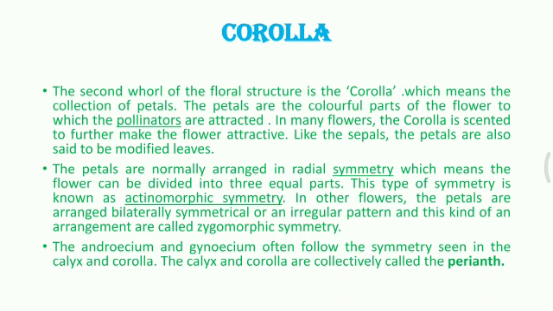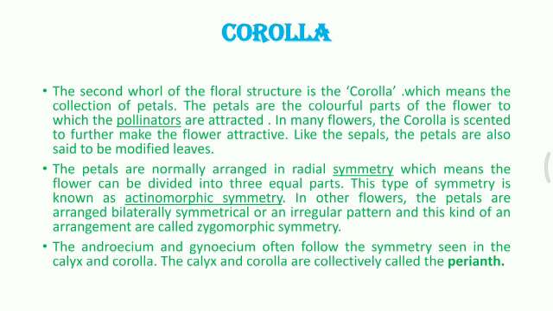Radial symmetry is also known as actinomorphic symmetry in the case of flowers, whereas some other flowers show bilateral symmetry, which is quite similar to zygomorphic symmetry. It means that the entire flower can be cut from only one plane into two equal halves, and this can be quite easily seen in the pea flower.